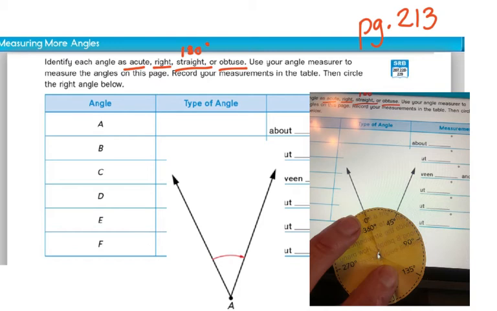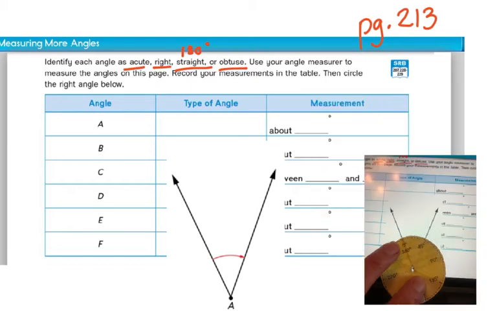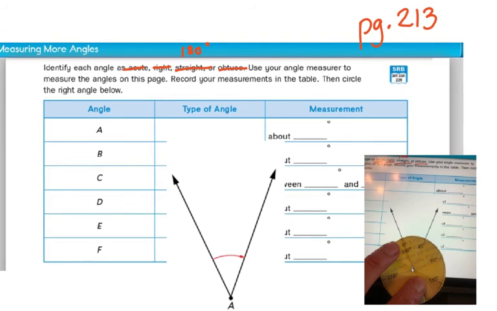And then I put point A in the little hole that I just poked. If you look carefully at my picture on the right, you can see that point A is lined up there. And then I line up my left ray on the left-hand side with 0. And I see that my second ray on the right is about 45 degrees. So I'm going to write about 45 degrees.